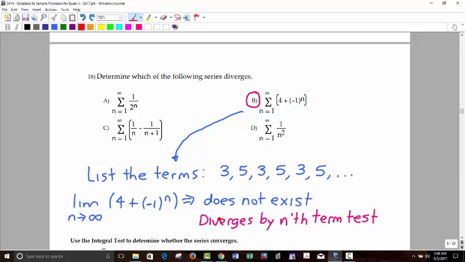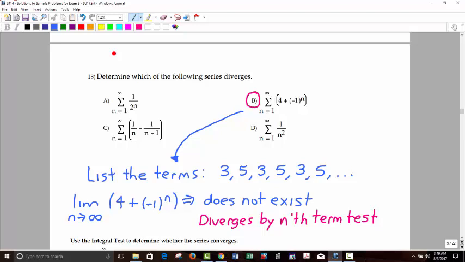But this one, if you wanted to sort of formalize it out like I did there, you can do this. But this would clearly diverge because of this 4 plus 1 over n. If you listed out the terms, they're just going to go 3, 5, 3, 5, 3, 5, forever and ever. Never going to land on any particular value.